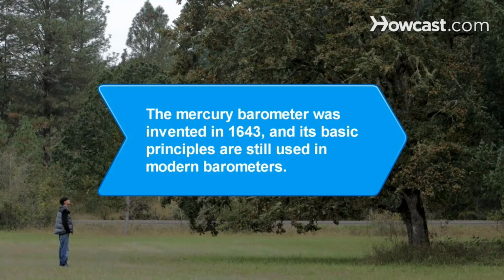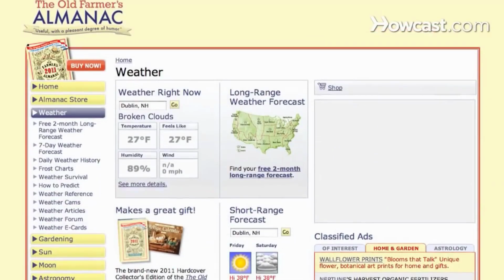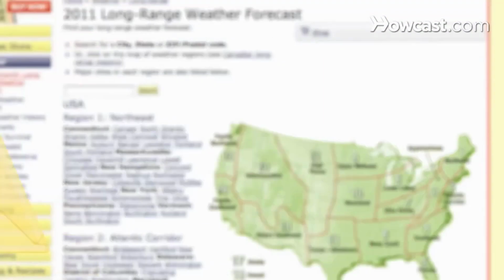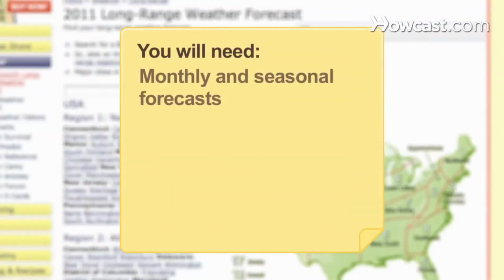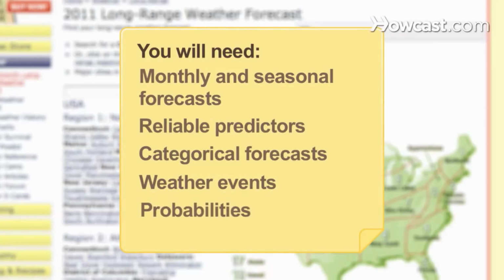How to understand a long-range weather forecast. Learn how almanacs and other reference books predict your weather future with these tips. You will need monthly and seasonal forecasts, reliable predictors, categorical forecasts, weather events, and probabilities.